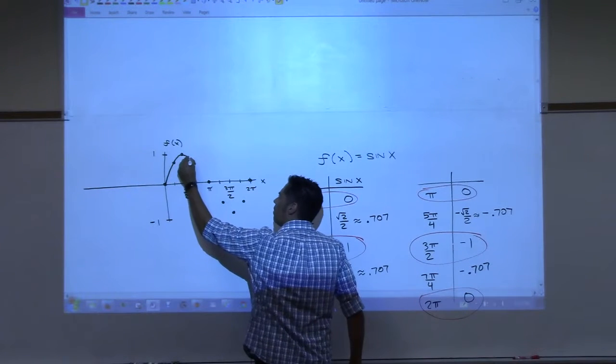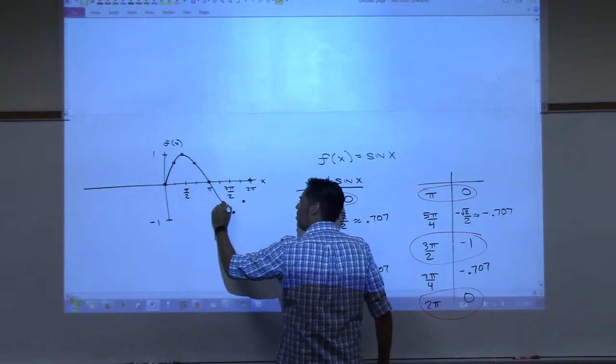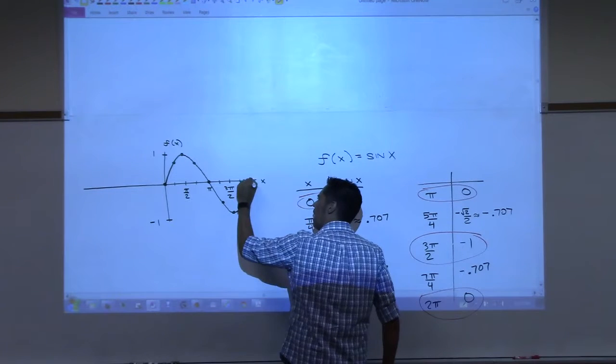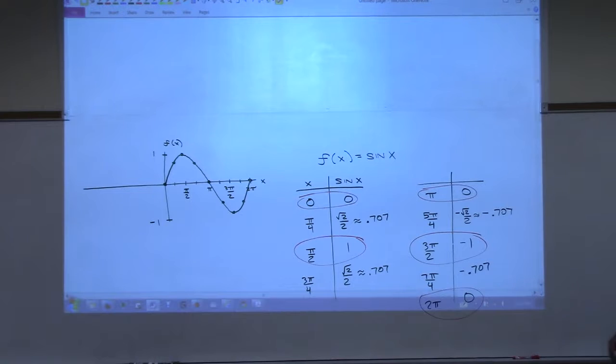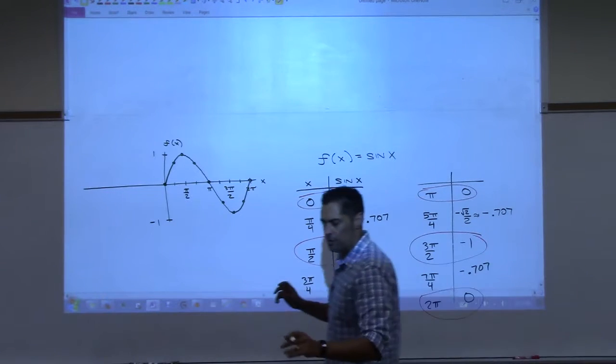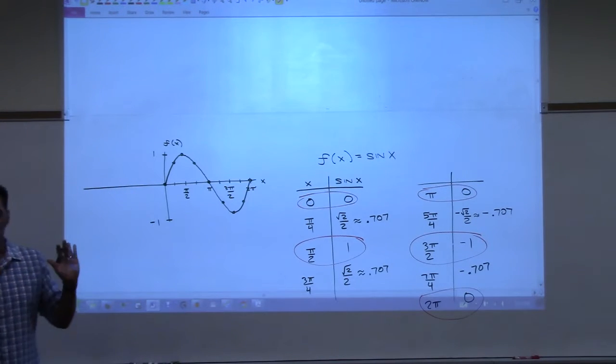It would be a curve. It would go like this, come down like this, and come back up. And that picture right there, that little snapshot, gives you a great idea of what the sine function is doing.